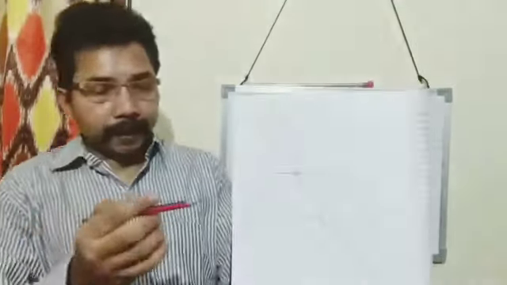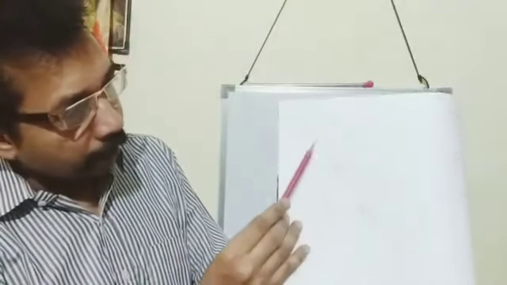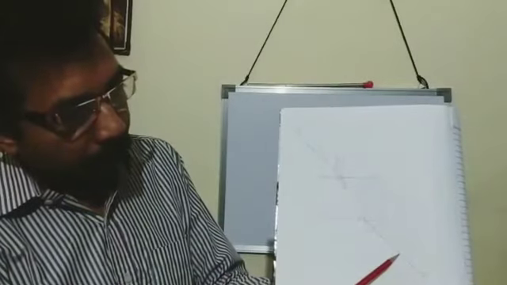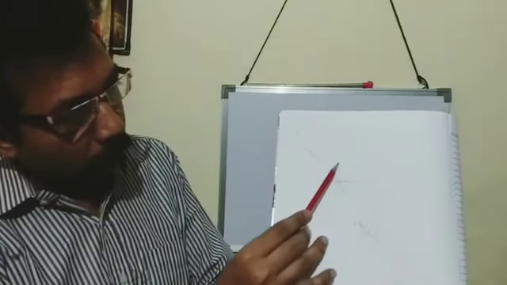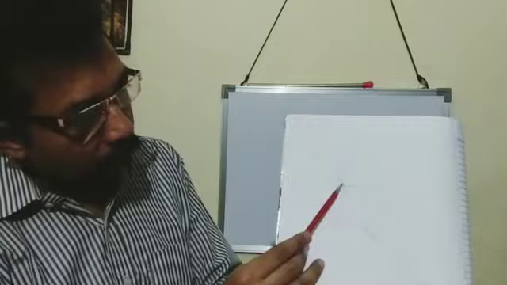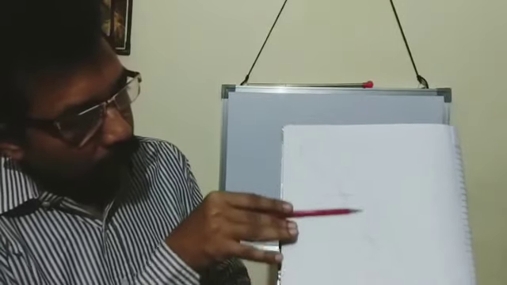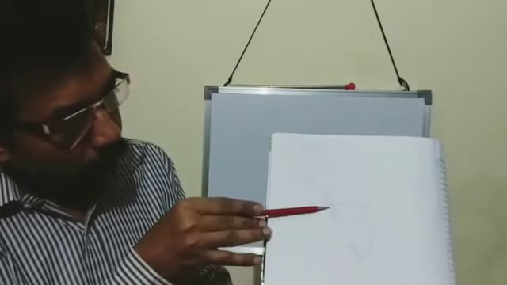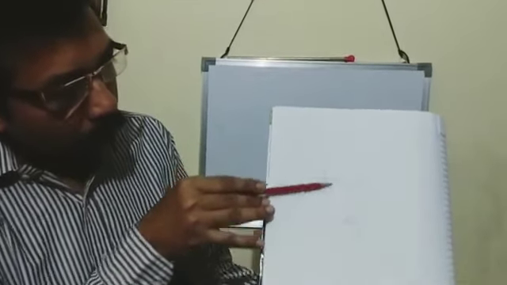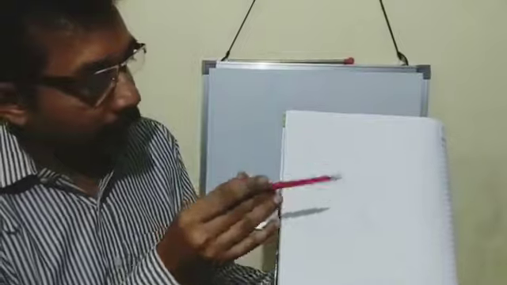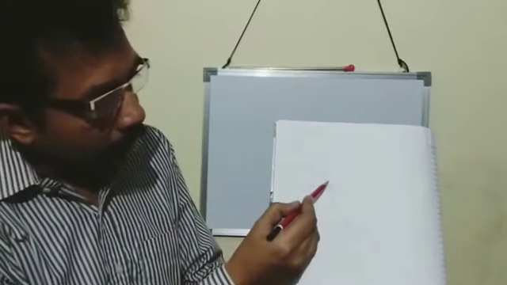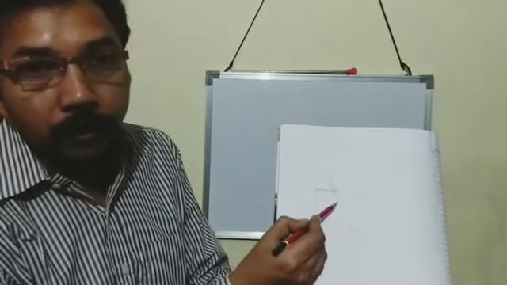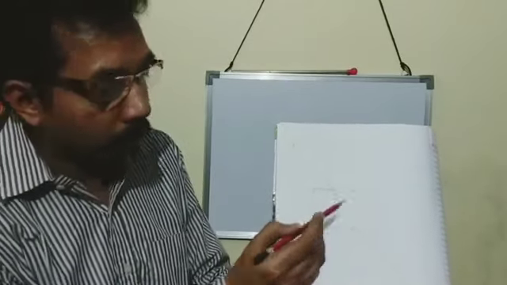So in this diagram, you can see that the incident ray, refracted ray, and the normal to the point of incidence, they all lie on the same plane. So this is the first law. Incident ray, refracted ray, normal to the point of incidence, all lie on the same plane. Then the next is the sine of angle of incidence bears a constant ratio to the sine of angle of refraction.